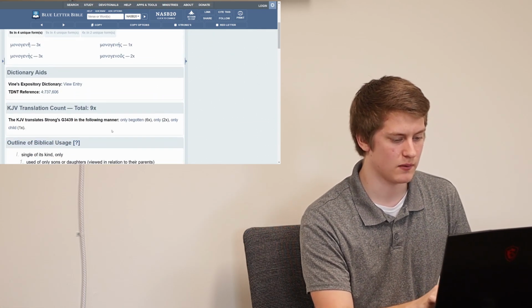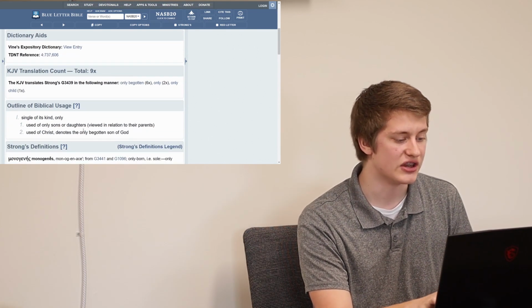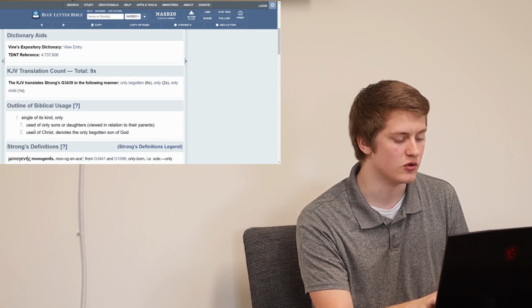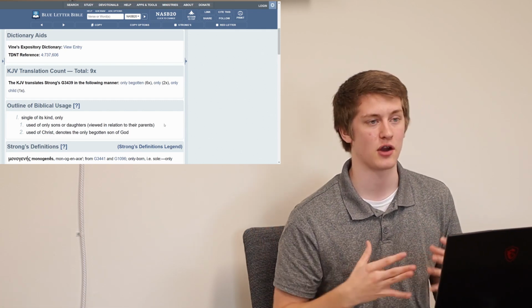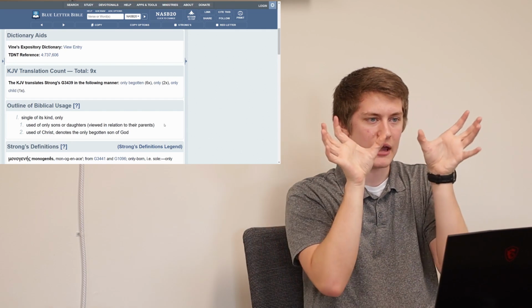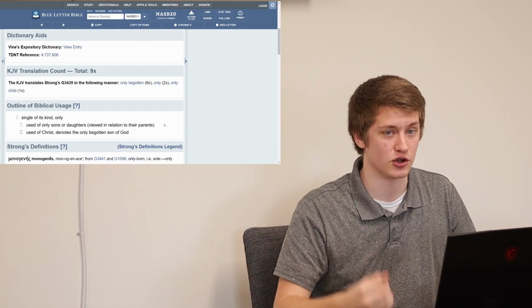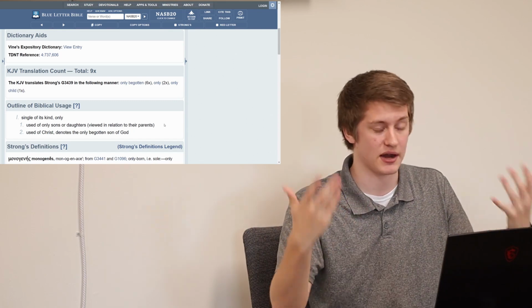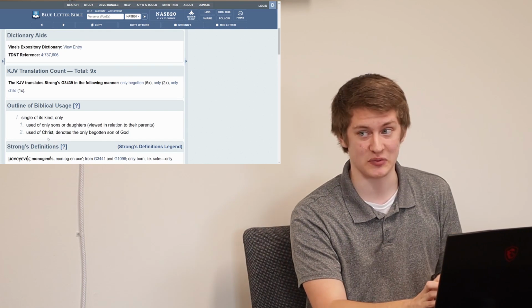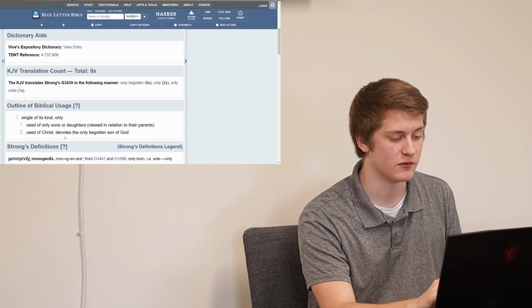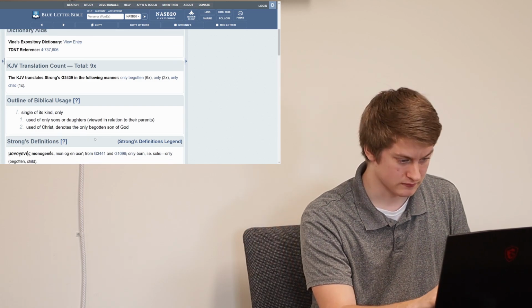We can look at it, it says only begotten or only child. So single of its kind, only, used of only sons or daughters viewed in relationship to their parents. So this word, as a compound word, refers specifically to children. If you're an only child, you're a monogenes. And it obviously has a special meaning here because it's used of Christ and denotes that he is the only begotten Son of God.